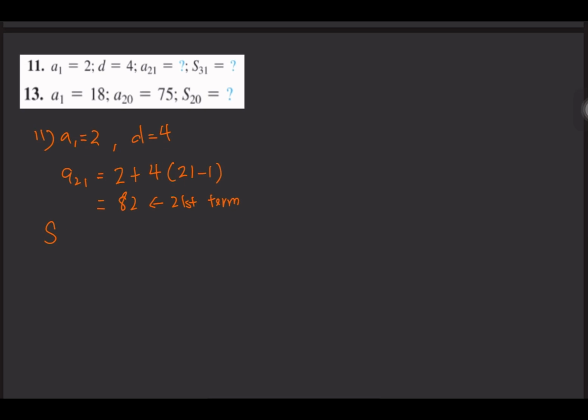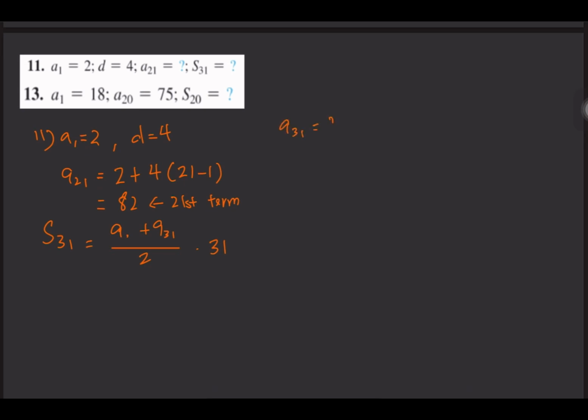Now moving on, we want to find the sum of the 31st term. How do we find it? Well, easy. First, let's go step by step, right? So never mind, let me show you. We have to find the first term plus the 31st term, over 2, multiplied by the number of terms, right? So it's 31. Now we want to find A31, the 31st term, right?